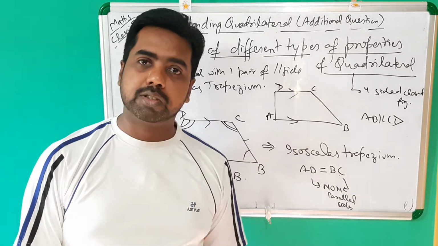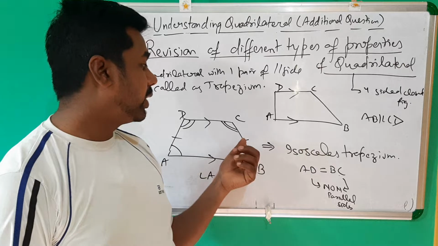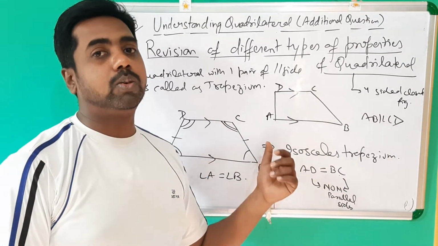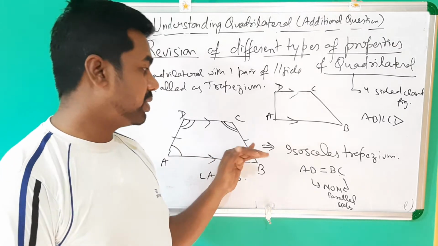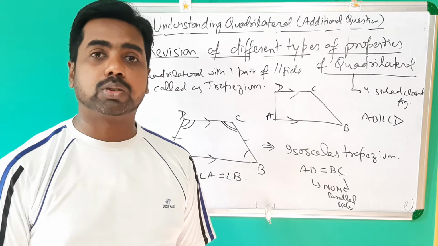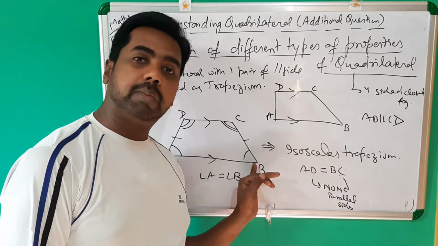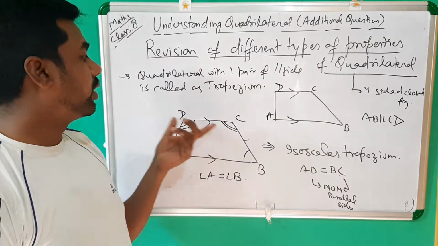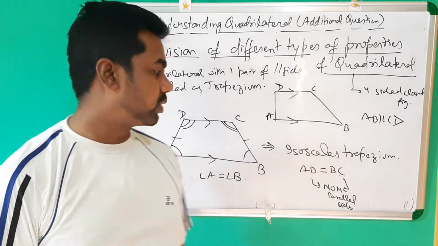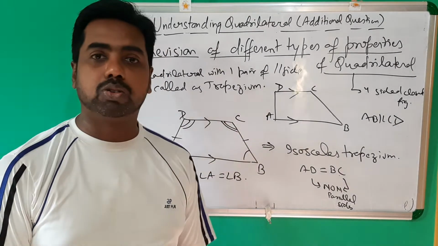When the word isosceles trapezium is mentioned, it means that the non-parallel sides will always be equal. And if the non-parallel sides are equal, then that trapezium is called an isosceles trapezium. The property of isosceles trapezium is that its base angles are equal. Due to that, the angles lying at the vertex also become equal among themselves. The base angles will be equal and the angles lying at the top will also be equal.